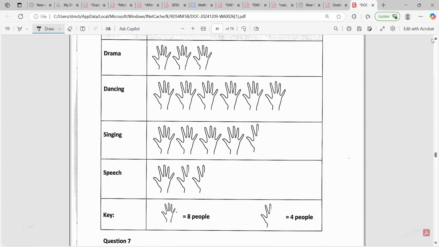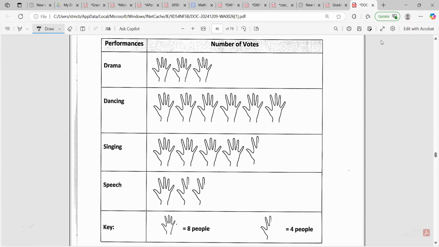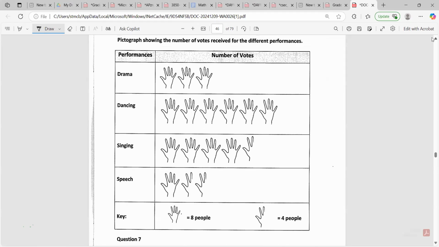Okay, cool. Guys, please remember, once you have a pictograph, look at the key. Sometimes students tend not to do that. Please look at the key because the key tells you what each symbol represents. All right, so drama, dancing, singing, speech, and here we have the key. 1 symbol is equal to 8 people. We have half a symbol. Half a symbol is equal to 4 people. Let's look at question 7.